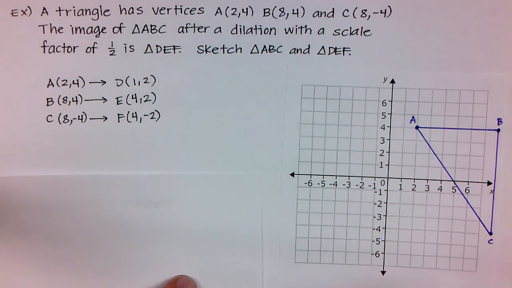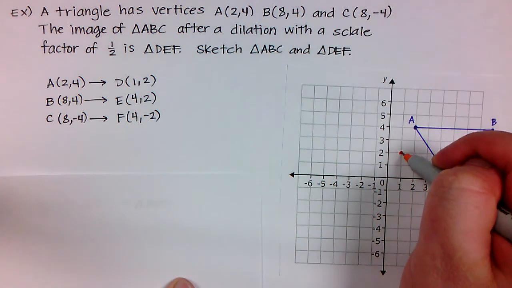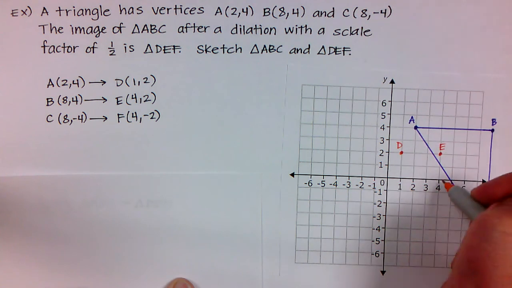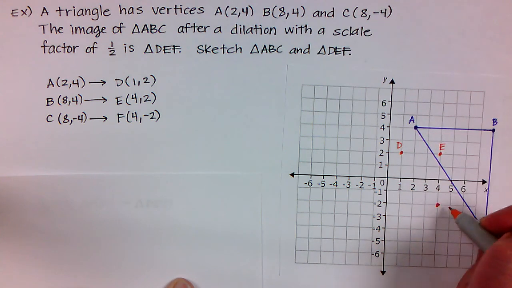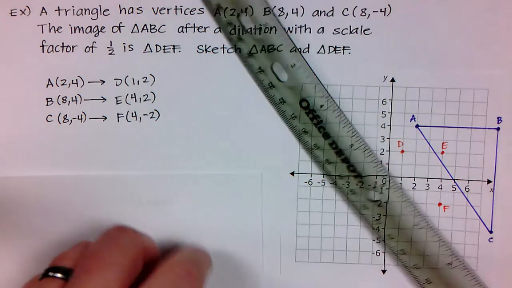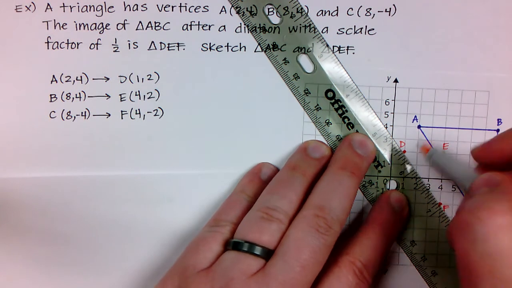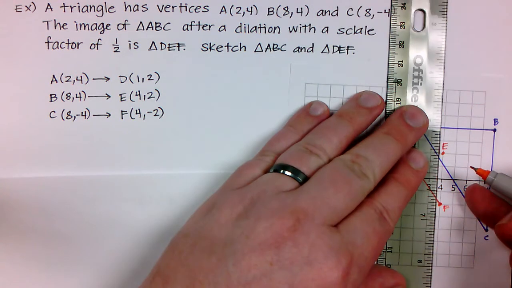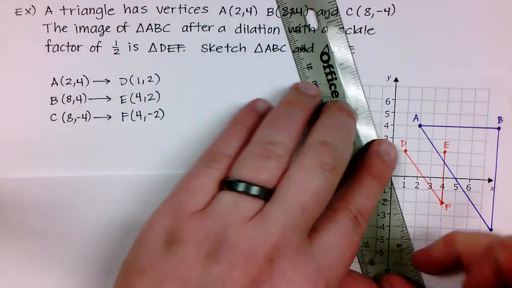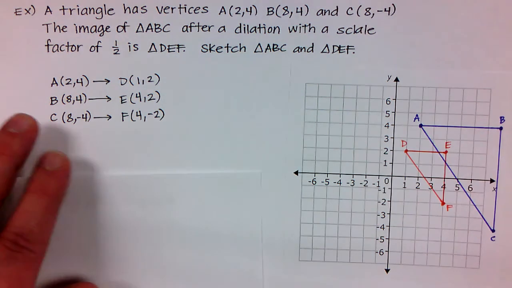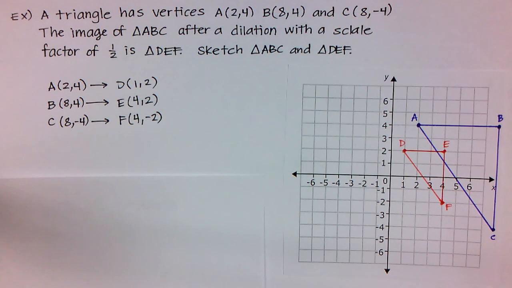So let's go ahead and graph those points now. So I have 1 up to 2, that's my D. 4 up to 2 is the E. And 4 down to -2 is F. Now we can connect those three. And yep, it's another right triangle. So that's just good to know that I have something that looks similar and I don't have any of my points that are drastically off. So there you go. I sketched both of the images of triangle ABC and DEF.